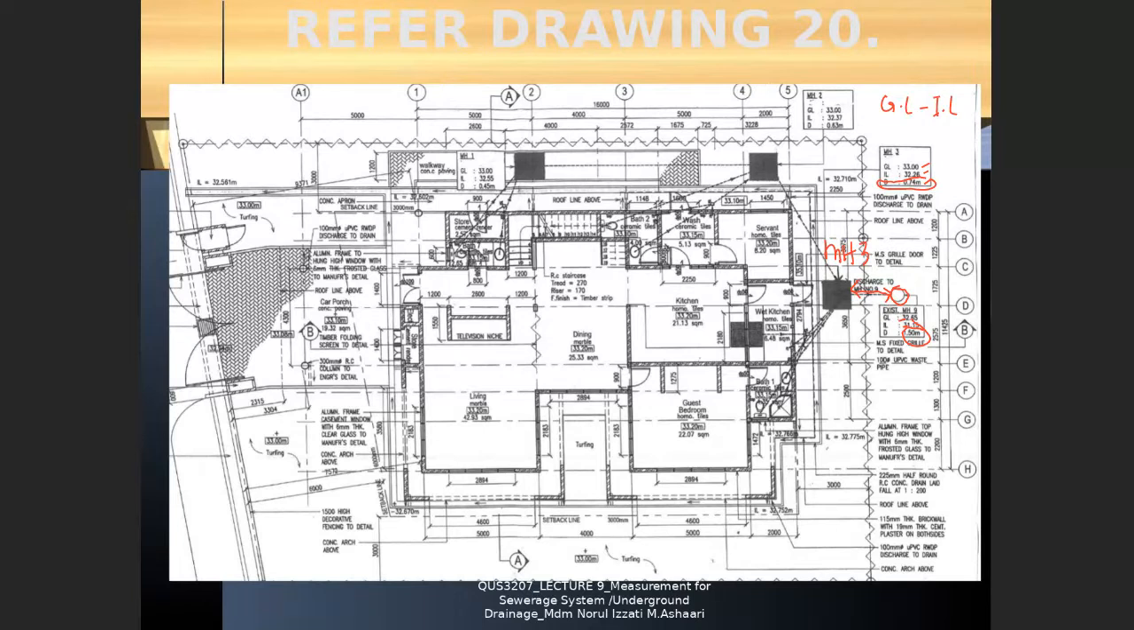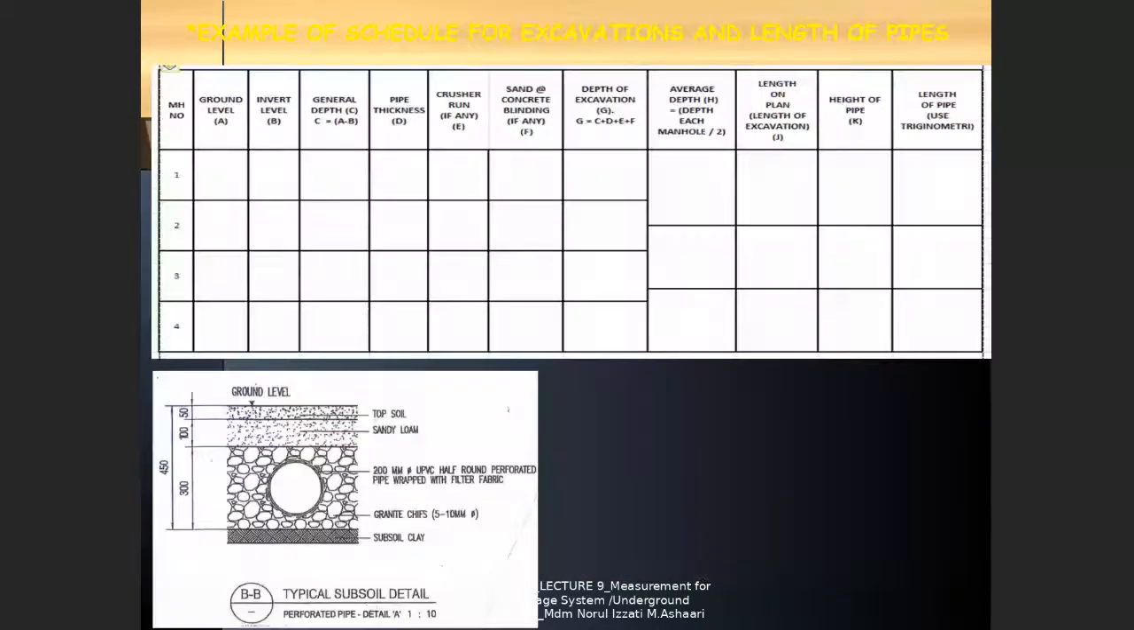Okay, let's go to the detail of the measurement in preparation for the schedule. First you have to make sure that you check the layout plan. Number 2, of course, you have to prepare this schedule. Preparation of this schedule is truly based on detail. You are not required to prepare this schedule in the exam, but since the exam is online open book, you are able to access it. But preparation of this schedule must be done according to understanding of the section of detail, underground drainage.